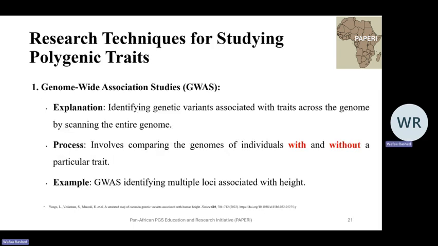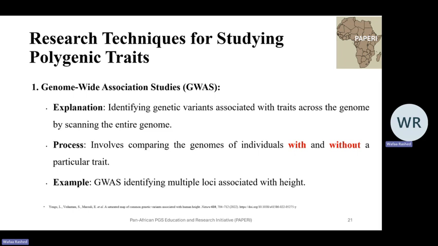Regarding research techniques for studying polygenic traits, there are two. Number one, genome-wide association studies. It's used to identify genetic variants associated with traits across the genome by scanning the entire genome. The study design involves two groups: one with the trait and the other acting as a control without the trait. So it involves comparing the genome of individuals with and without a particular trait.